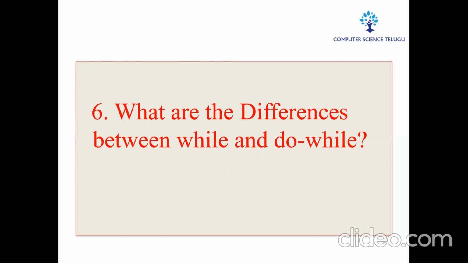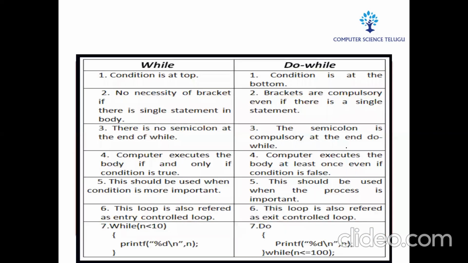Next, what are the main differences between while and do while? This is the most important question. Remember, while is called condition at the top, and in do while the condition is at the bottom. So in while loop we write the condition at the top, and the loop stops when the condition is false. Brackets are not necessary if there is a single statement in while, and brackets are compulsory in do while even if there is a single statement.